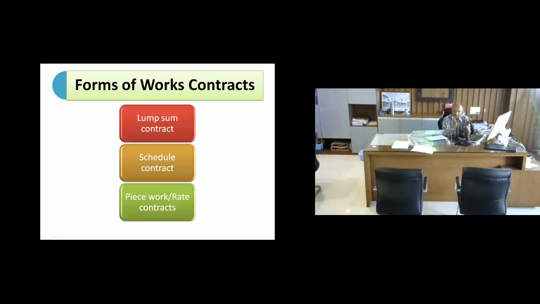So a lump sum contract is something where you ask someone to construct a room for you and you tell him that I'll pay you, say, 50,000 rupees. What all will be there in the room has to be decided in advance and agreed upon.